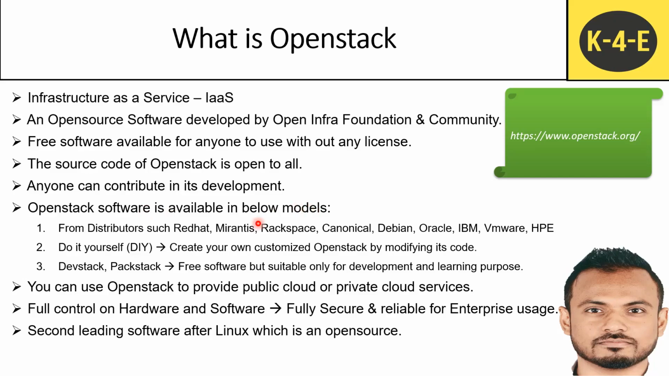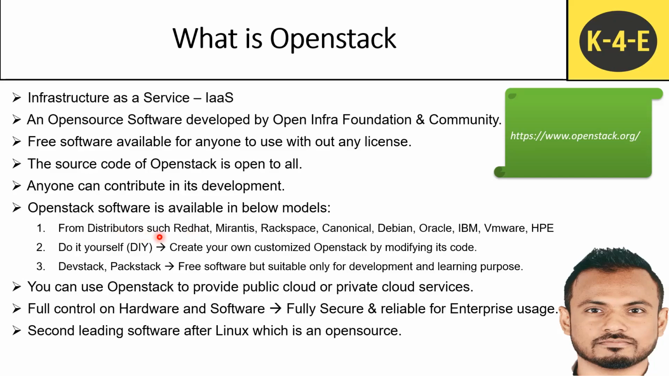So if you are a user and you want to use OpenStack, how can you get this software? See, one is that you can get it from a distributor. OpenStack has some distributors, such as Red Hat, Mirantis, Rackspace, Canonical, Debian, Oracle, IBM, VMware, HPE. They all are distributors. So, for example, if you don't know what to do, or for enterprise level where companies look for post-purchase support also, for example, if they're running OpenStack and they have some issue in their production system, then to whom are they going to reach, right? So they need some support from the organization.